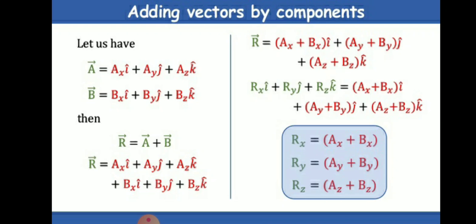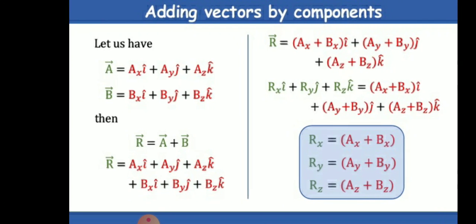Now we will write the x components together. Vector r is equal to ax plus bx, so we can write i cap is common, that is outside the bracket. Similarly we can write the j cap terms together, plus ay plus by that into j cap, plus az plus bz that into k cap.